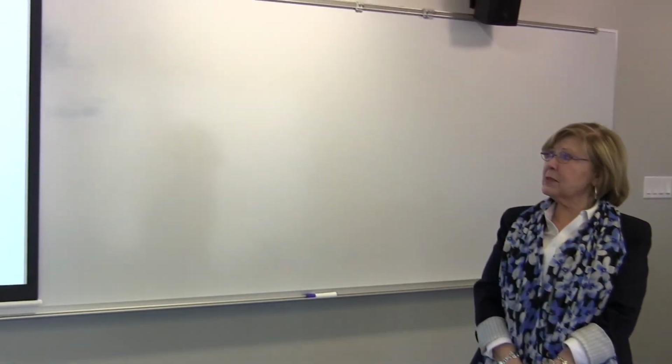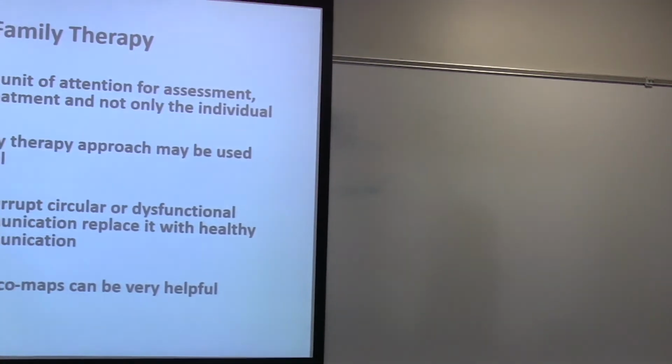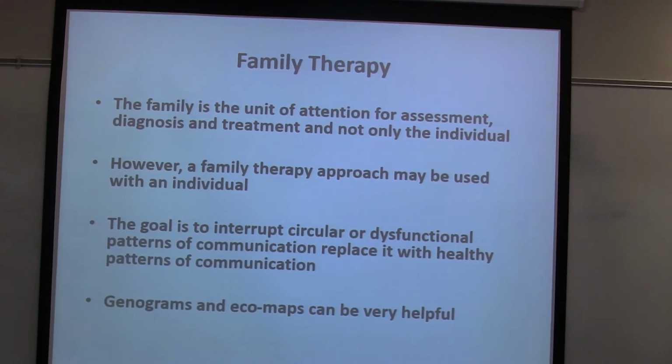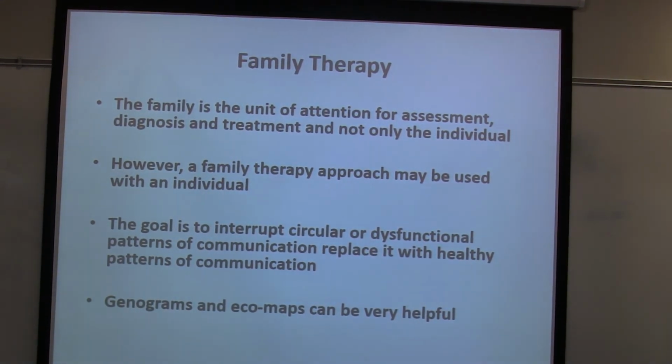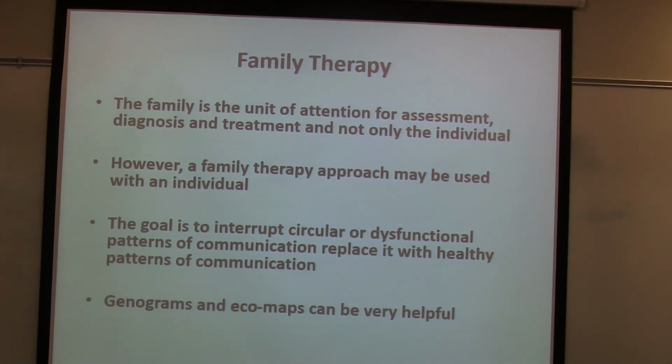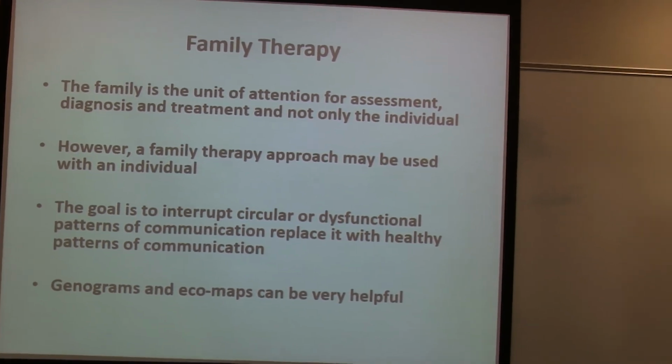Family therapy, we talked about family theory, and the family is the unit of attention for assessment, diagnosis, and treatment, and is not only for the individual. What do we mean by that? Well, we can work with a family, and the client is the entire family. It's not just one person, even if the person is the identified patient, meaning let's say a child is referred and the whole family comes. You think about the family as a system.